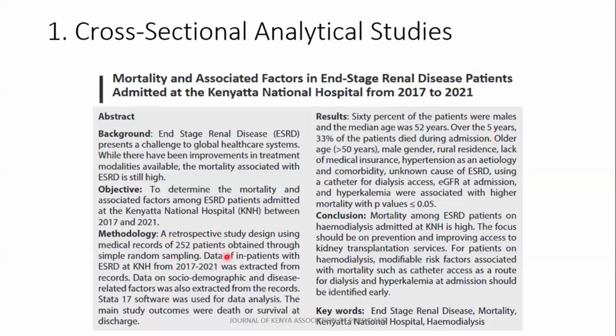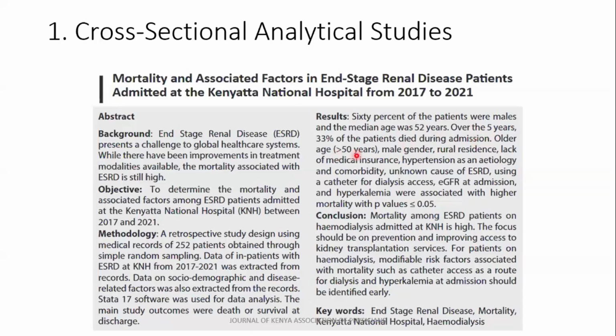Then data was extracted, and in as much as there were some descriptions of how the study participants were distributed, like 60% of the patients were male, median age was 52. There's also an attempt at identifying some of the associated factors, some of the characteristics of the population with end-stage renal disease that were associated with mortality.